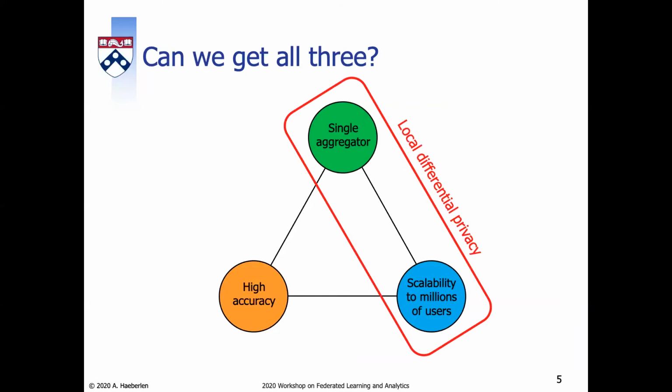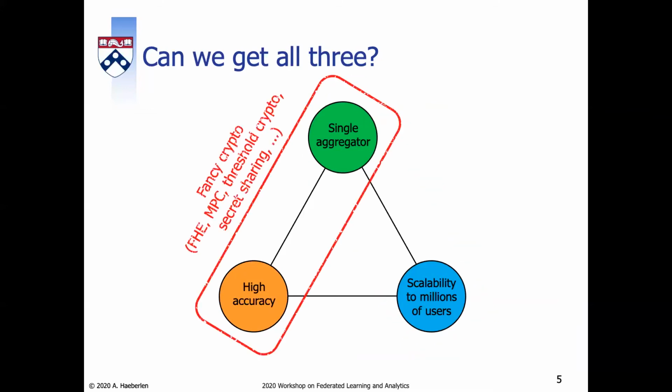The single aggregator and scalability we can get with local differential privacy, but then there's a lot of noise in our answers. If you care about accuracy and having a single aggregator, we can use fancy crypto, and there are lots of ideas like fully homomorphic encryption or multi-party computation, right? But then these things typically don't scale very well. They scale to maybe hundreds or thousands of users, but not easily to millions or billions.